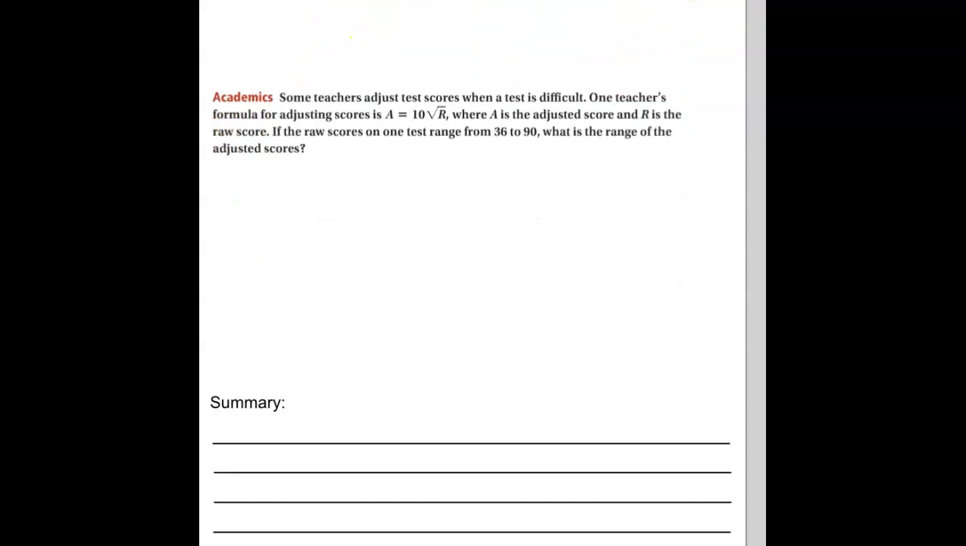All right. Our last example here just says some teachers adjust test scores when a test is difficult. One teacher's formula for adjusting scores is a equals 10 times the square root of r, where a is the adjusted score and r is the raw or original score. If the raw scores on one test ranged from 36 to 90, what was the range of the adjusted scores? So our lowest raw score was 36, our highest was 90. So let's find the adjusted score for each of those.